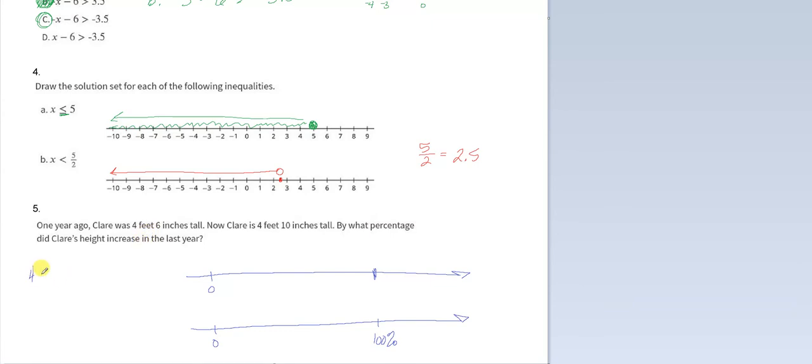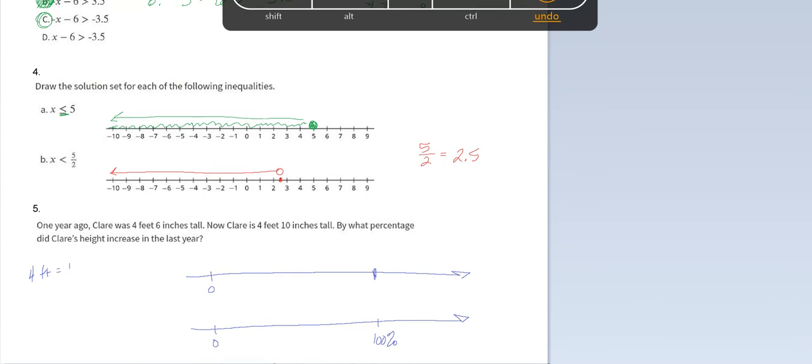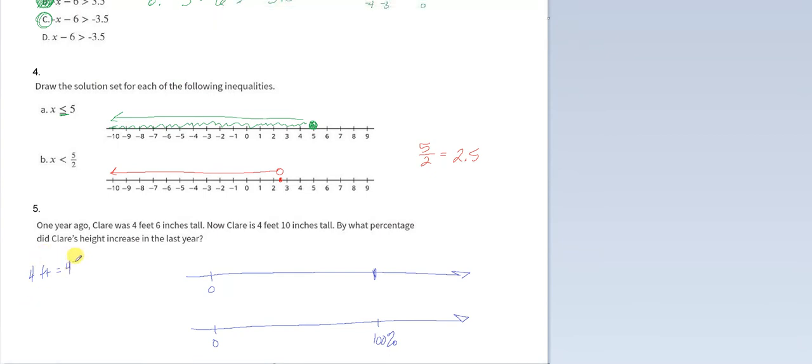Now 4 foot is equivalent to 4 times 12. So I'm drawing crazy things on here. Let me undo that. Sorry. 4 foot is 48 inches because of your multiplication facts times 12. And if you add another 6 to that, that is 54. So she used to be 54 inches, but now she is 4'10", which is 4 inches taller. That would put her at 58. The question is, what percentage is she at now, and how much was that an increase before?